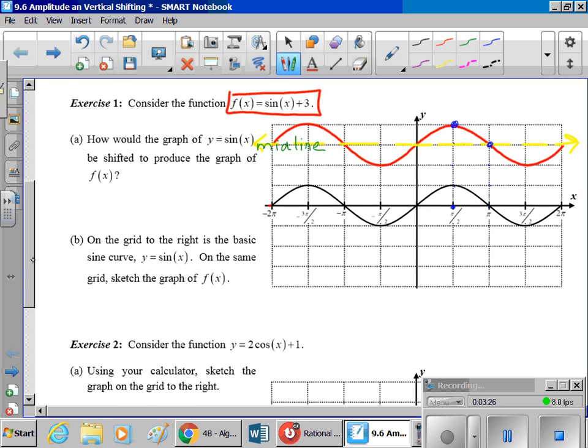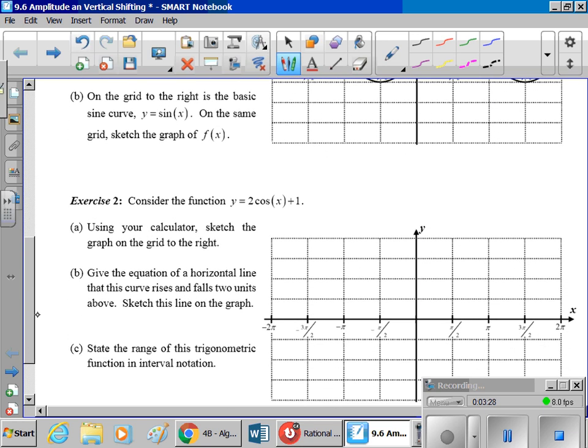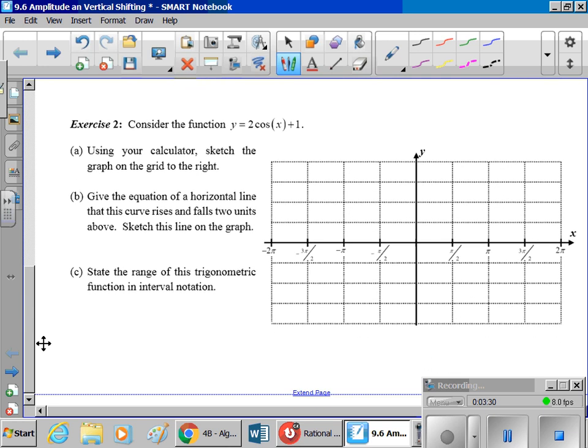Now, when we get down to exercise 2, we had one more thing. Now we're going to be changing the amplitude as well. So we have y equals 2 cosine x plus 1. How I do this is the first thing I start with is my +1. I start with my midline. What it's telling me is my midline is not going to be my x-axis. It's going to be the line y equals 1. But then I'm going to think about that being like my x-axis.